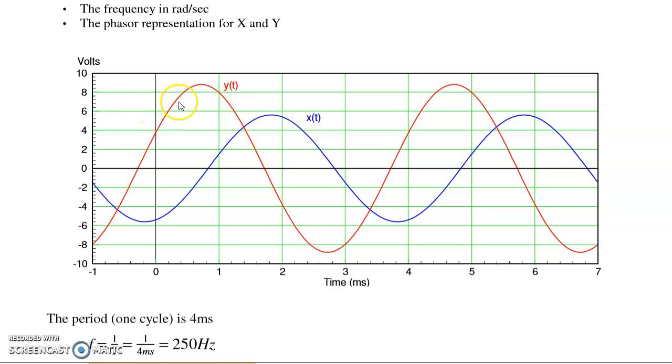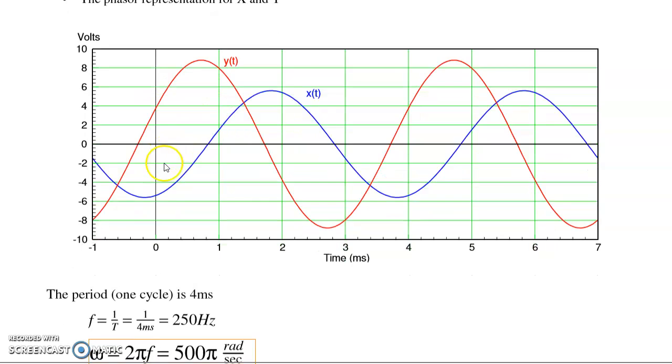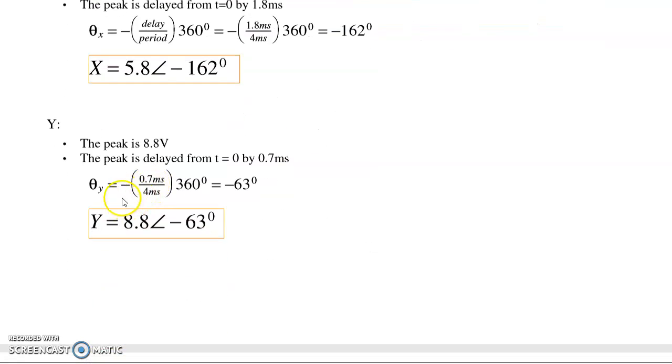Phasor representation for y. The amplitude is about 8.8. The delay is 0.7 milliseconds. So it's 0.7 out of 4, that percentage of the period. One period is 360 degrees, so it's about minus 63 degrees. So y is 8.8 at minus 63 degrees.